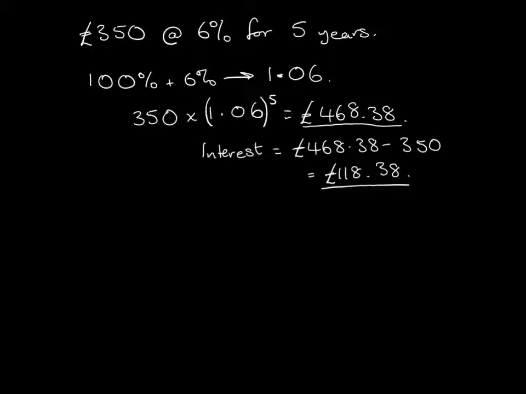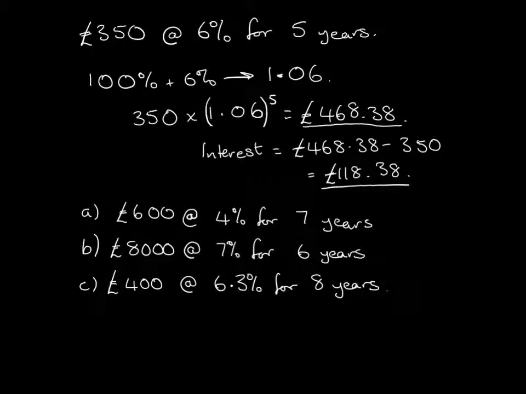Pause the video once you've seen the questions and have a go at them yourself. Have a go at these questions. Pause the video now, have a go at them, and check the answers. All we're looking for is the new amount, the whole thing, not the interest, but the whole thing, to work out the new amounts on all these values, 600, 8,000 and 400. Pause the video now, and then when you restart it, you'll see the answers on the right hand side.